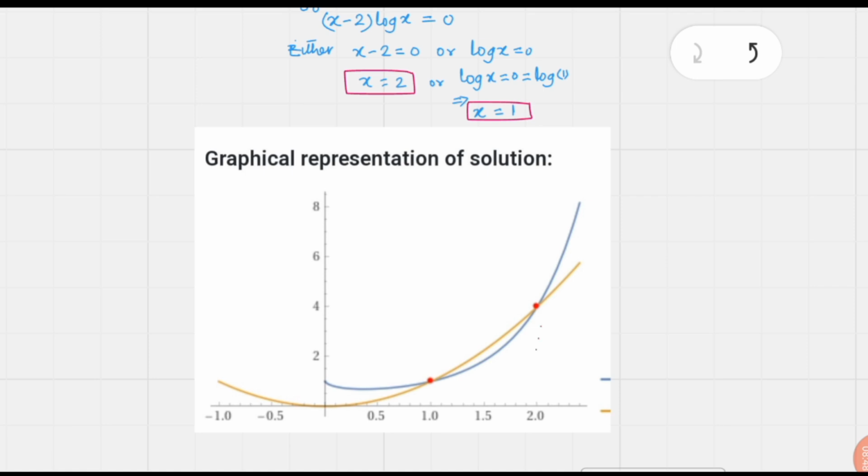Similarly, looking at the graph, we see that we have two common solutions, which are the intersecting points of both graphs, 1 and 2. The graph of x squared is the yellow line, and the other one, the blue line, is x to the exponent x. So it is evident from the graph as well that there are two solutions of this equation.